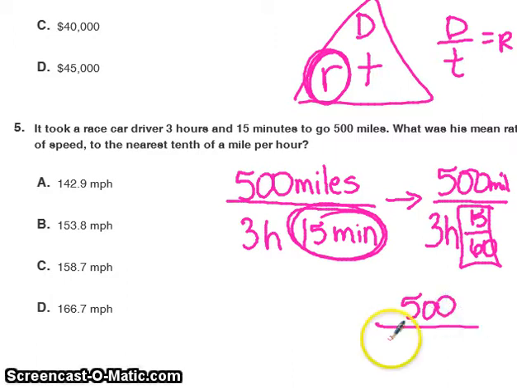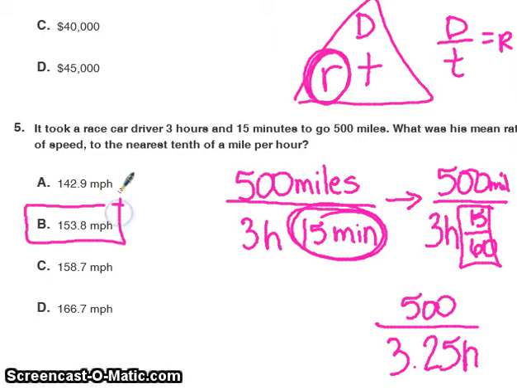500 divided by 15 divided by 60 is 3.25 hours. When you divide 500 by 3.25, you shall get 153.8.